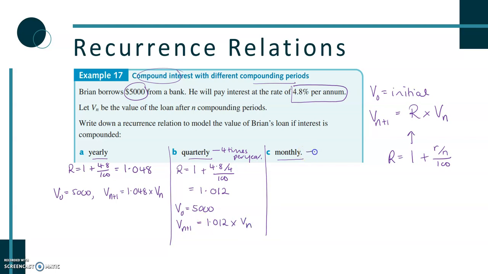And finally, monthly, so 12 times a year, means when we're finding our R value, 1 plus 4.8 divided by 12, all over 100. And so R is 1.004. Putting that together, our initial value, $5,000, and Vn plus 1 is 1.004 times current value, Vn.